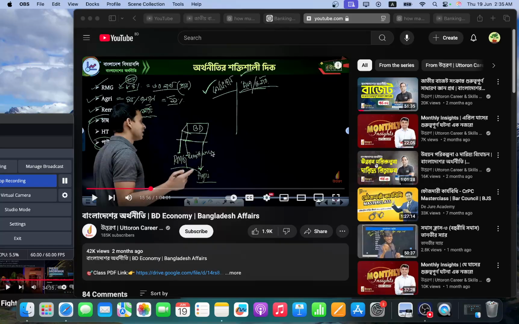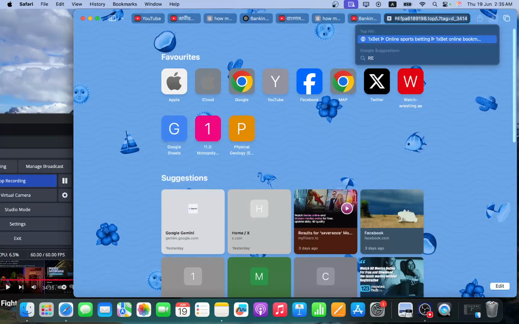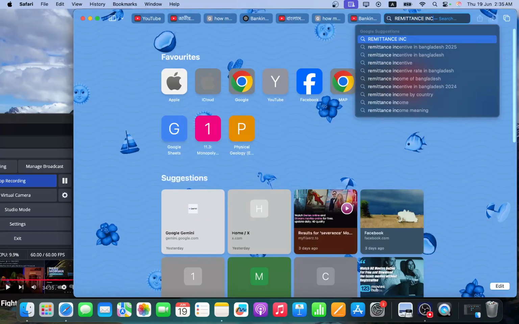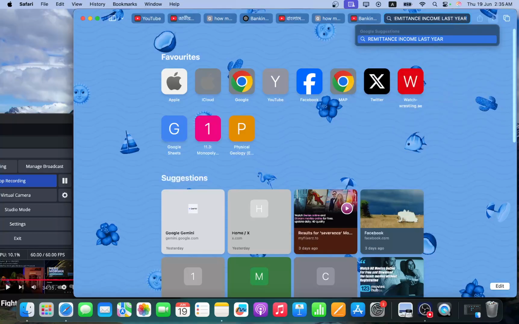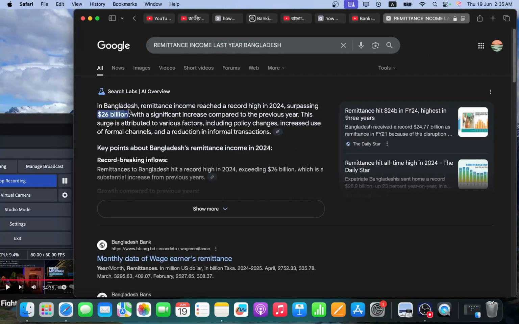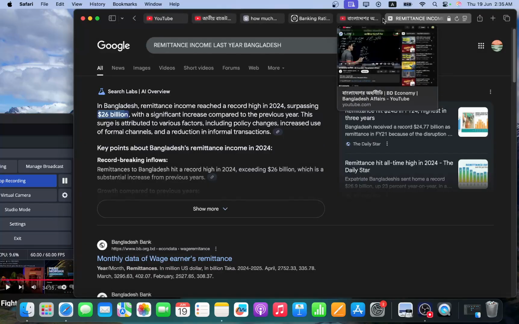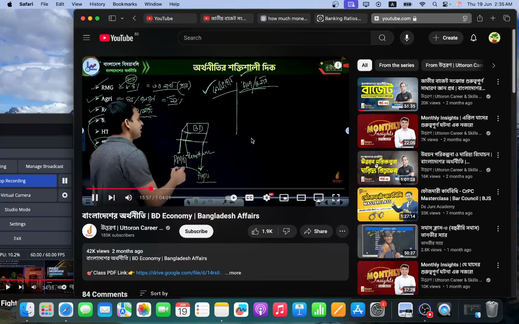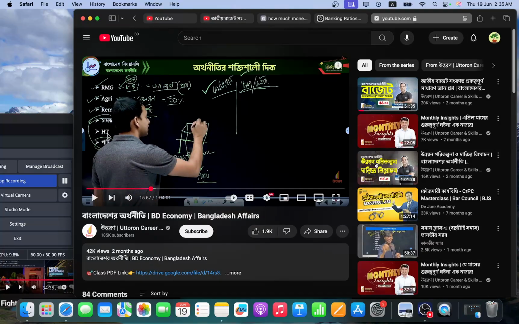And they sent around, I think, what was the number? The remittance number in Bangladesh last year: $26 billion. Okay, 26 billion. And then there's leather and textile, home textile, and jute. Leather and textile both around 1 billion, and jute went below 1 billion.